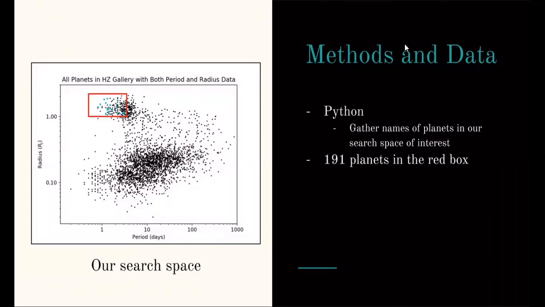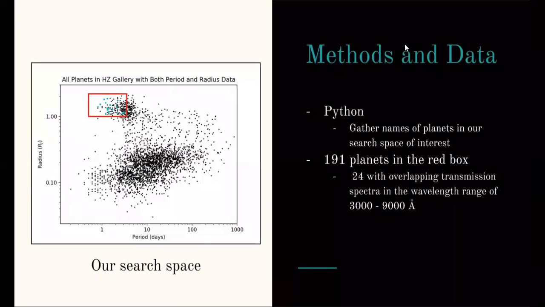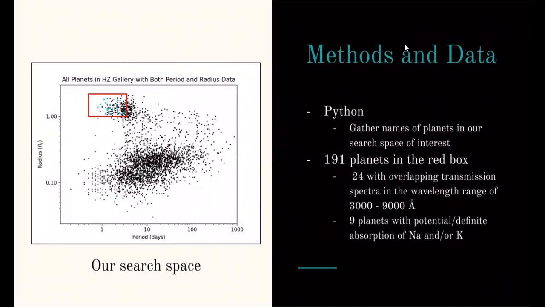There are 191 planets in that red box. We conducted a literature search for each of those 191 planets and found that 27 had previously published papers. Of those 27, 24 had published transmission spectra in the overlapping wavelength range of 3,000 to 9,000 angstrom. These 24 are colored blue in the plot. We have chosen to use this wavelength range because a number of features are present here, including sodium and potassium. By reviewing these papers, we determined that 9 of the 24 had definite or potential absorption of sodium and/or potassium.